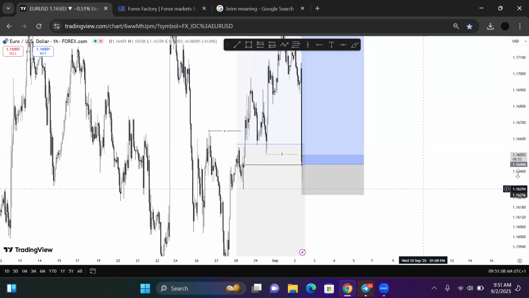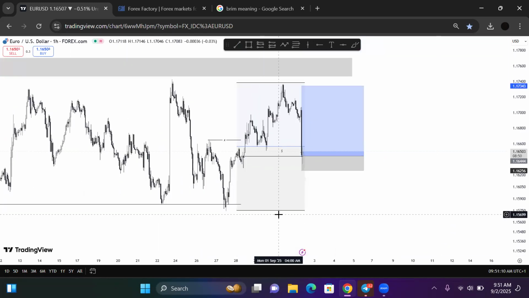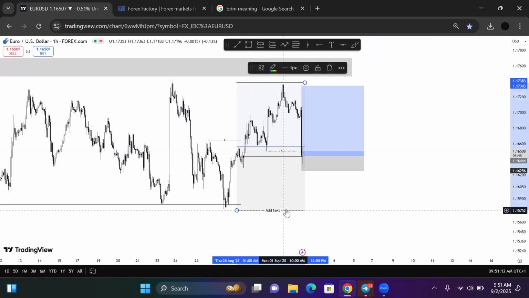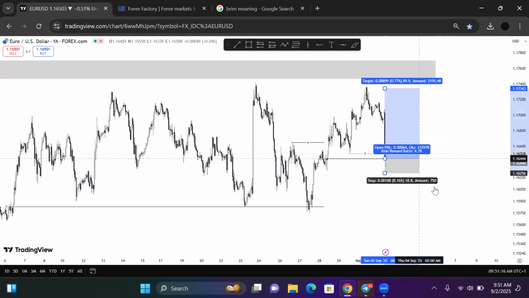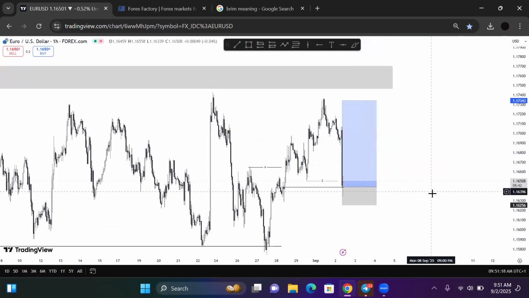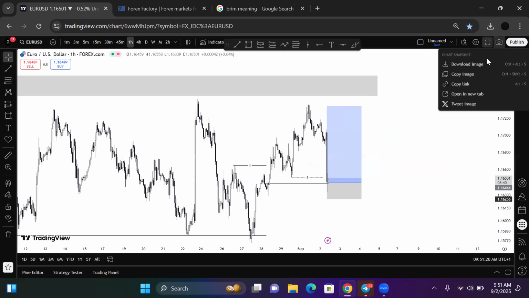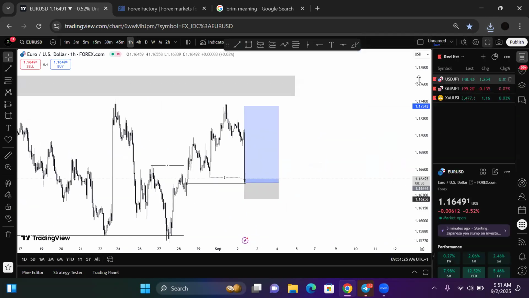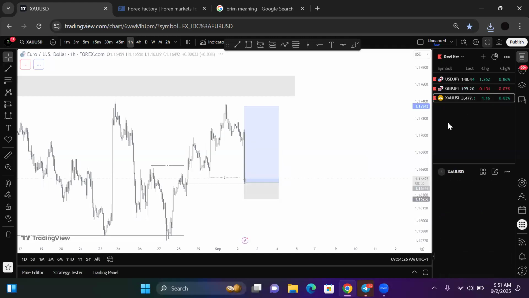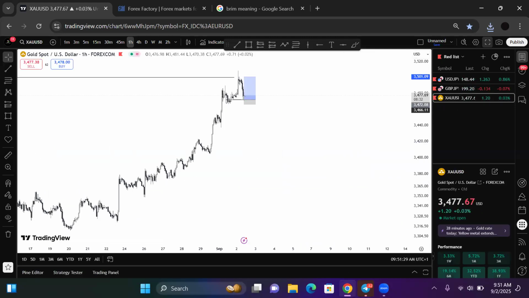All right, so this is a very good zone for Euro USD to buy off from. So the person that said I should analyze Euro USD, you could see this. This is a nice trade setup on Euro USD. If you are trading it, you can place your trade. But me, I'm not trading it, so I will just stick with my gold. So what other pair do you want me to analyze?